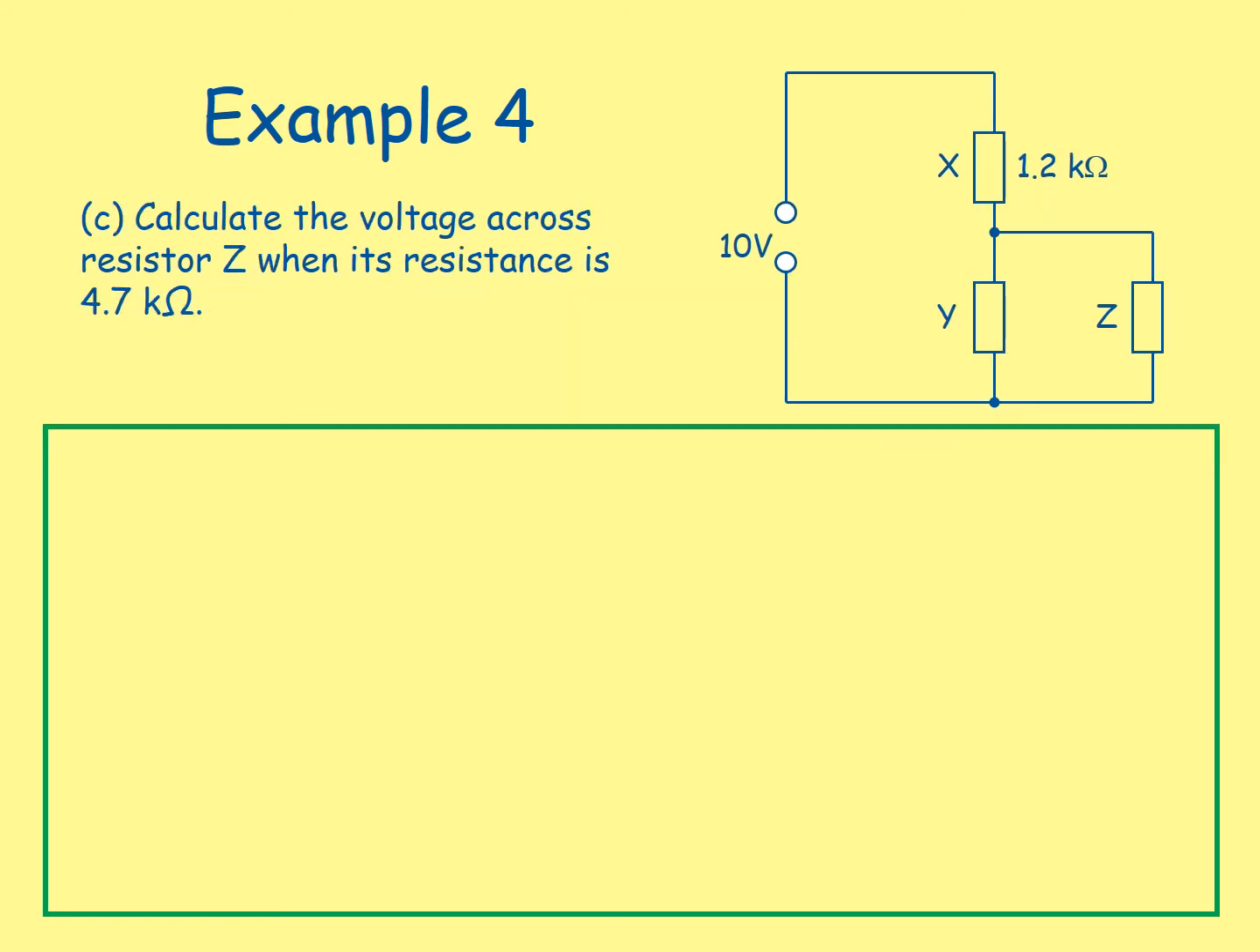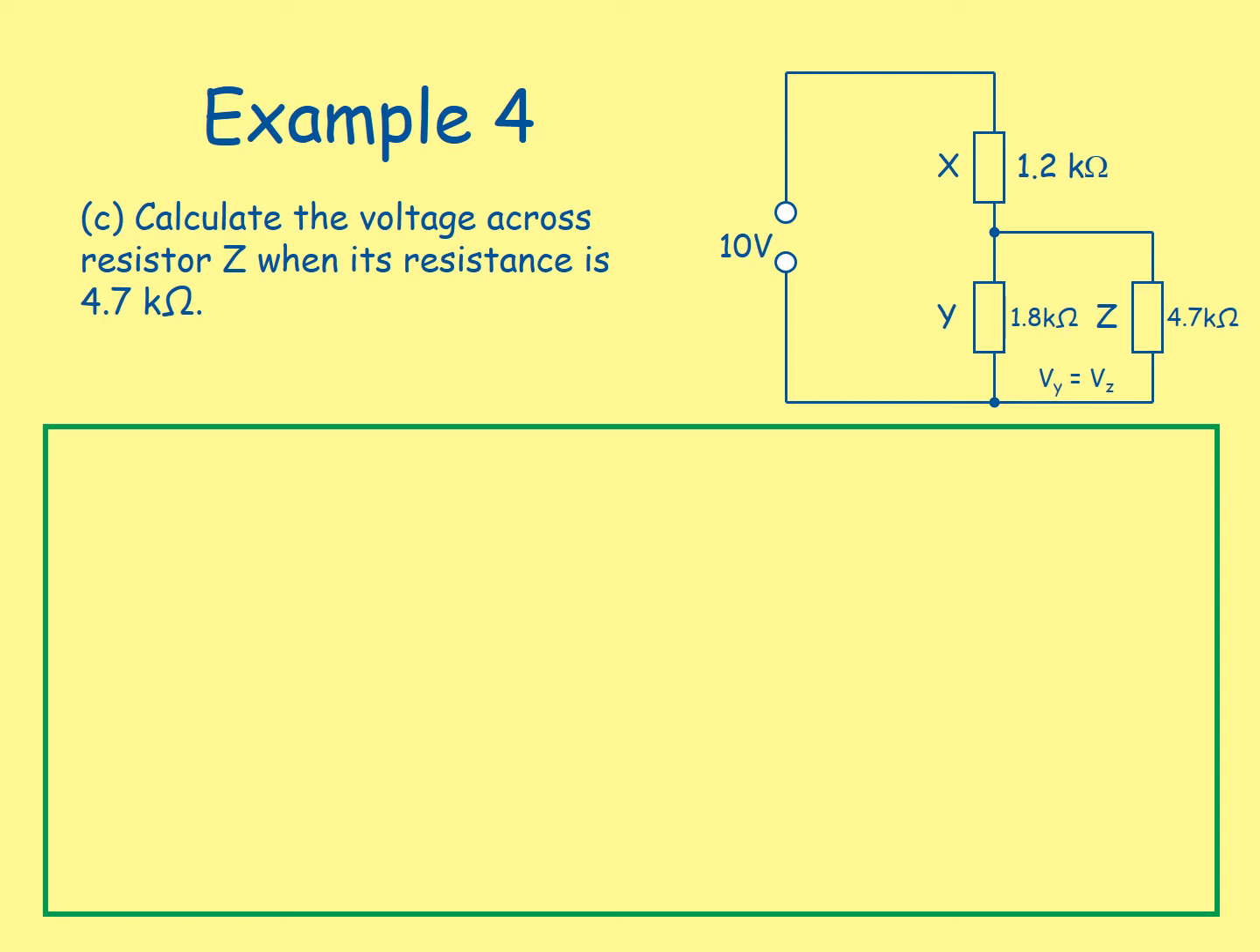C. Calculate the voltage across resistor Z when its resistance is 4.7 kilo ohms. First, let's add the values to our diagram that we already know. In part A, we worked out the resistance of Y to be 1.8 kilo ohms, and just now we've been told that resistor Z is 4.7 kilo ohms. We also know that the voltage across resistor Z is going to be equal to the voltage across resistor Y because they're in parallel, and this is going to be equal to 10 volts take away our voltage at X.